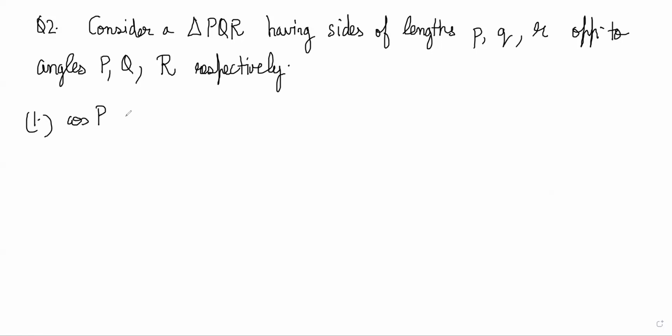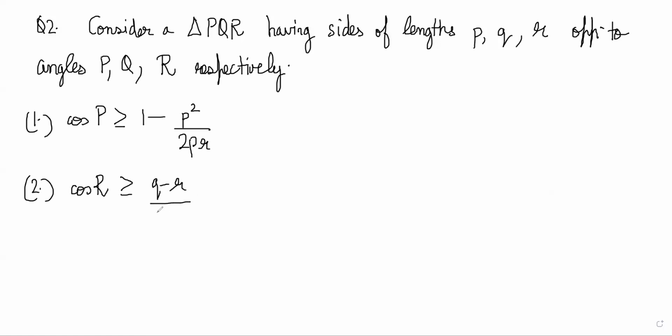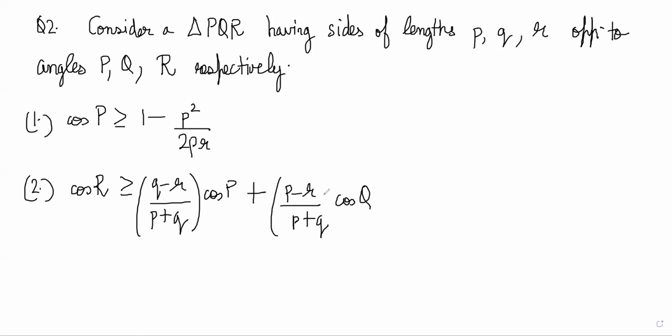The first option is cos P is greater than or equal to 1 minus p squared by 2qr. The second option is cos R is greater than or equal to (q minus r) by (p plus q) cos P plus (p minus r) by (p plus q) cos Q. So this is my second option. It is a little complicated looking, but we'll see how to handle it.